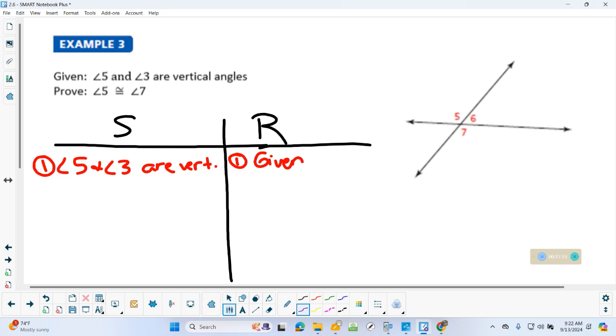We're getting there, okay? So angle 5 and 3 are vertical angles. I feel like there's a typo on here because this should say 7. There's not even a 3 on the picture, right? That should be 7.